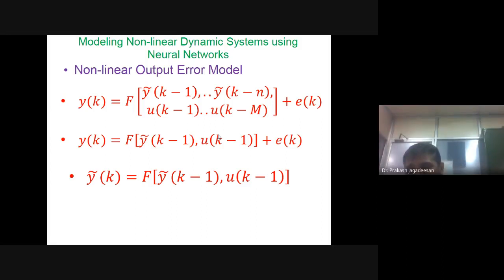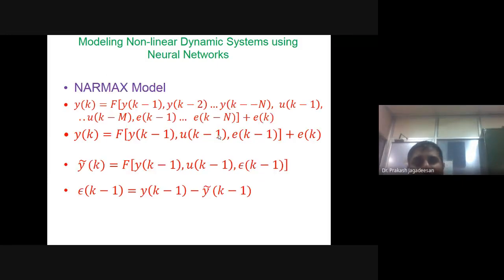So what is more important, if you use neural networks, is which one to be used actually: whether we have to use the sensor output or the predicted output. This is very, very important. And in NARMAX, we use sensor outputs, the past values of inputs, plus the past values of error. The error is the difference between the sensor output and the model output: e(k-1), e(k-n).